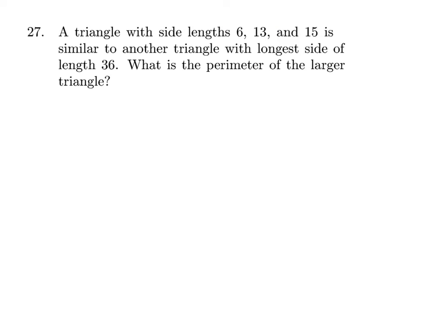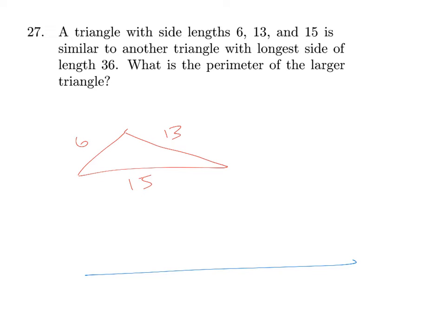All right. A triangle with side lengths 6, 13, and 15. I'm going to do something like 6, 13, 15. I'll do this. 6, 13, 15. All right. Is similar to another triangle with longest side length 36. Okay. I'll do something like this. So that's 36. All right. What's the perimeter of the larger triangle?